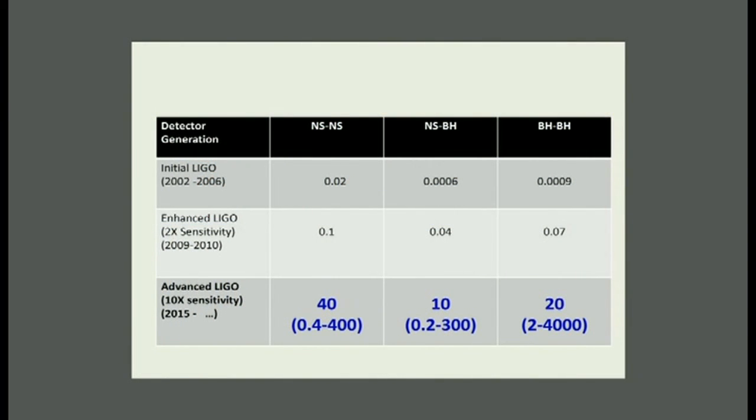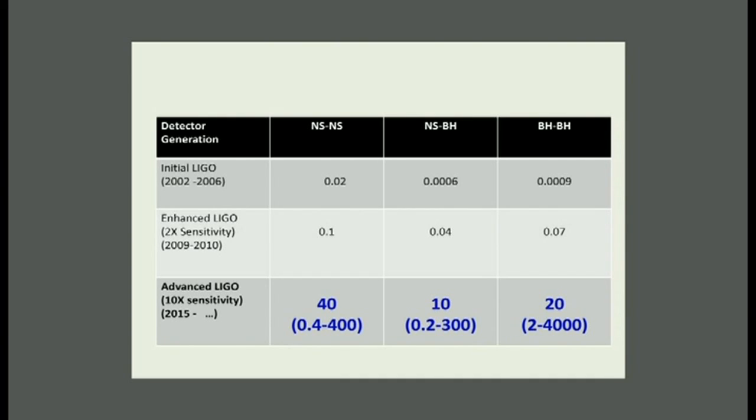And if you really ask, how many events do you really hope to see by using advanced LIGO? Our knowledge of astrophysics basically says that at 90% confidence level, maybe we should be able to see 40 neutron star mergers, 10 neutron star black hole mergers, and about 20 black hole mergers.